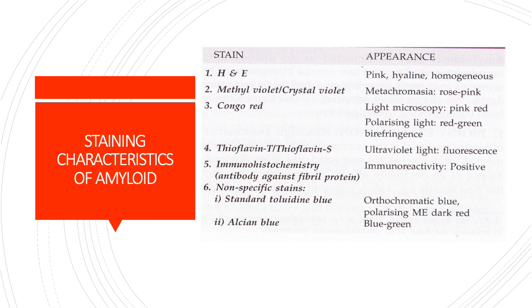Non-specific stains would be standard toluidine blue, which is an orthochromatic blue. Under polarizing light, it may appear dark red. Alcian blue would give a blue-green color. This is a very important question from exam point of view.